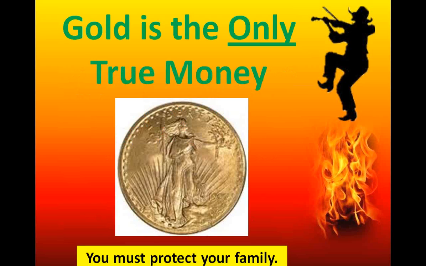Gold is the only true money, as recognized back in 1792. You must protect your family. The government is not going to protect us. Unfortunately, the government is not going to protect us because the people don't want it. The average person wants a free lunch, and the average person doesn't have any wealth to protect. He just wants a free lunch. You have wealth. You have to protect yourself because no one else is going to do it for you.